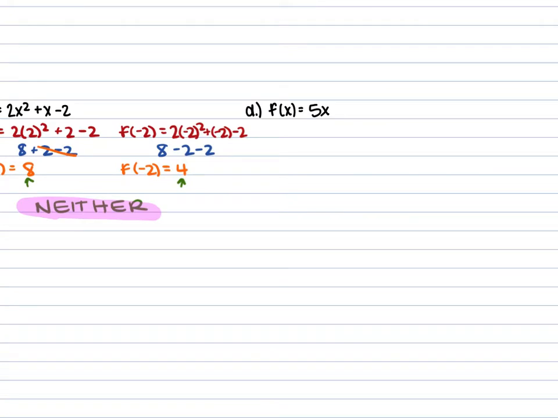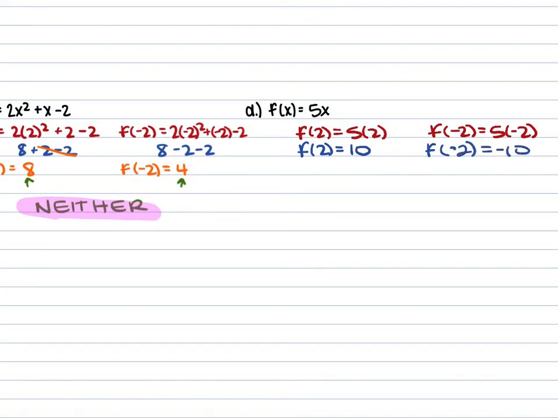For example, D, we have f of x is equal to 5x. So plugging in the 2, it's going to be f of 2 is equal to 5 times 2, which is 10. Then we plug in the negative 2. It gives us 5 times negative 2, which is negative 10. These are opposites of one another. So we have an odd function.